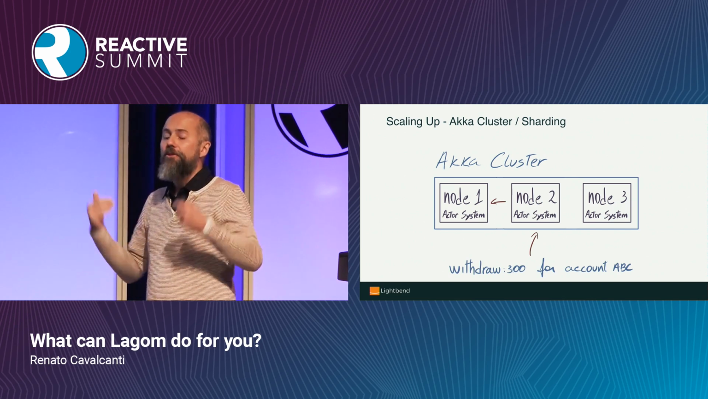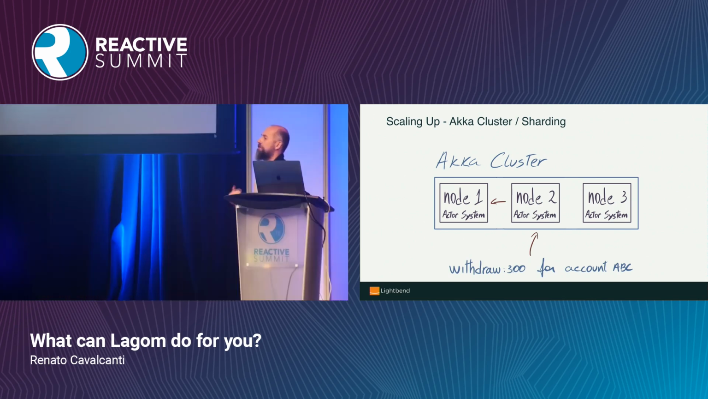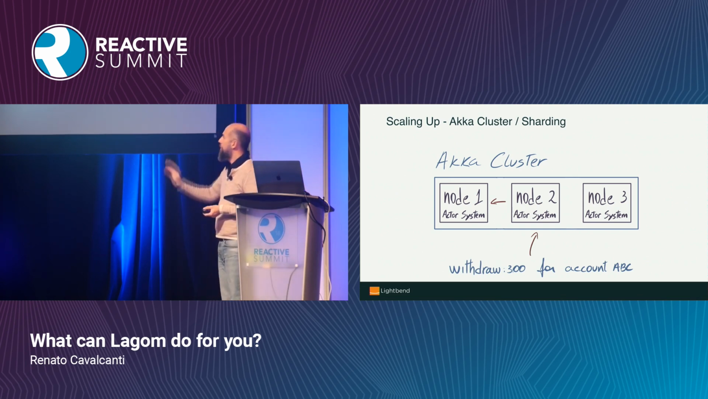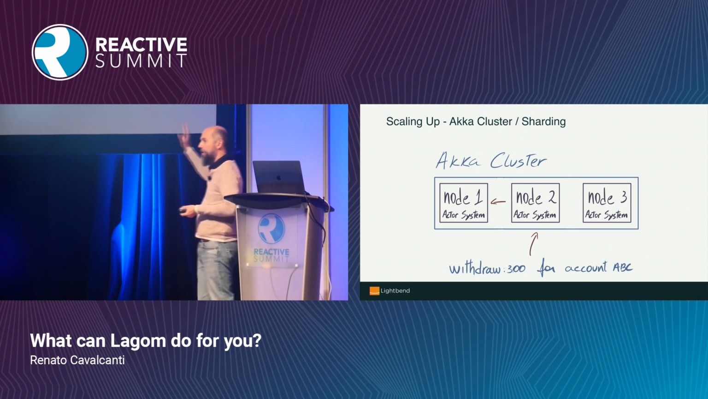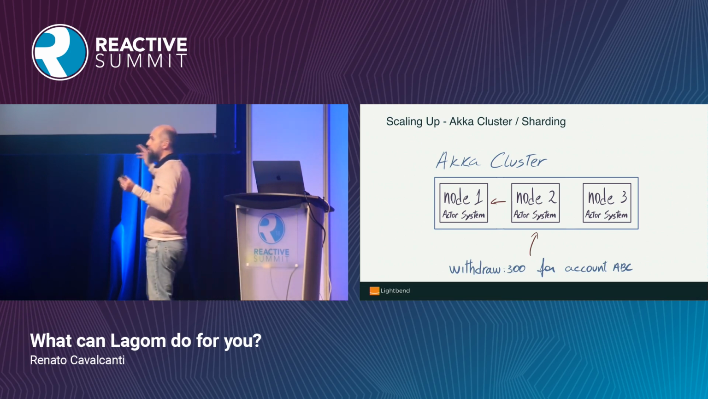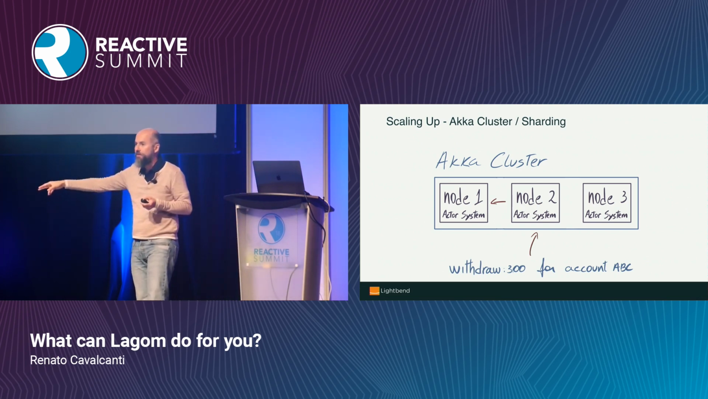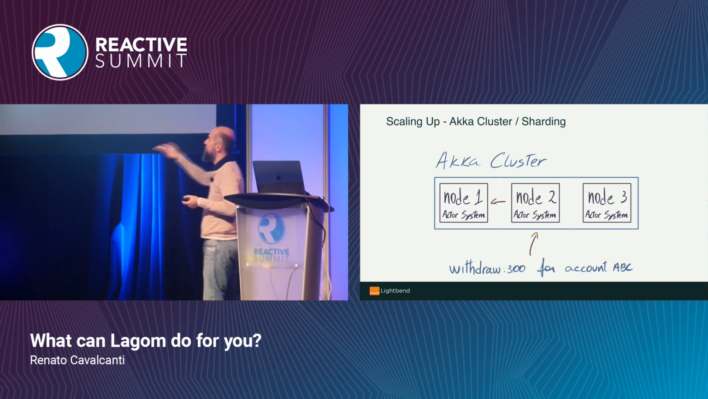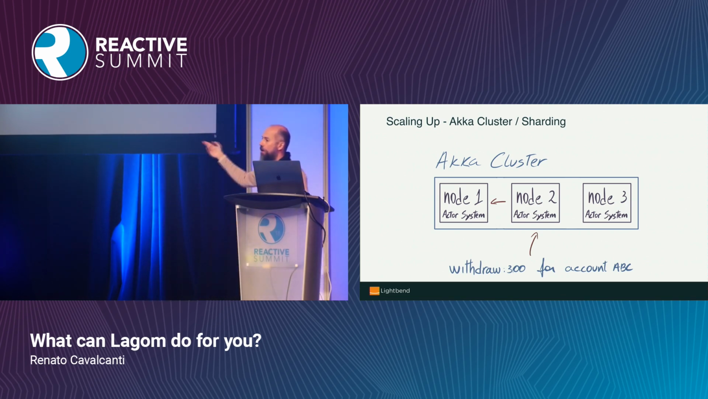And node 2, because it knows that it's in a cluster, will ask the shard coordinator, where is account ABC? And the shard coordinator says it should be in node 1. So node 2 forwards the message to node 1. And that gives me the illusion that I have one single actor system. When I create an Akka cluster, I take the actor systems on each of the nodes and make them behave as if they were one.